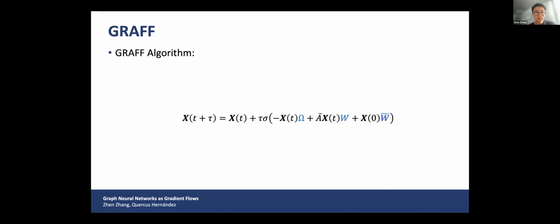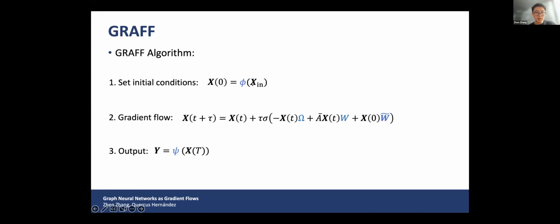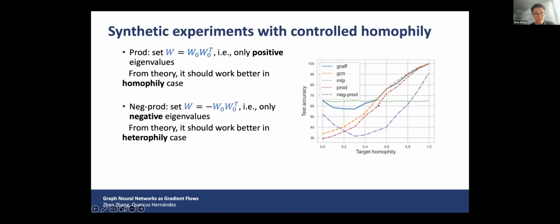Okay, yeah. So cool. And this is basically what they do. They use an encoder phi to map to a higher dimension, and then evolve through the gradient flow, and then use a decoder to generate the output. And all the blue part here will be learnable parameters in the neural networks.